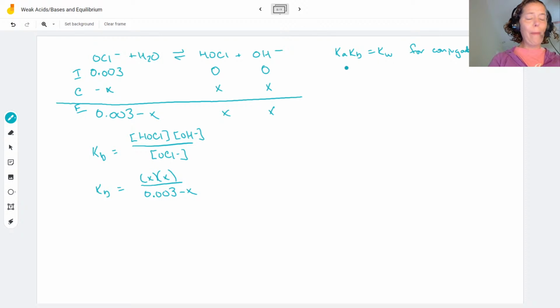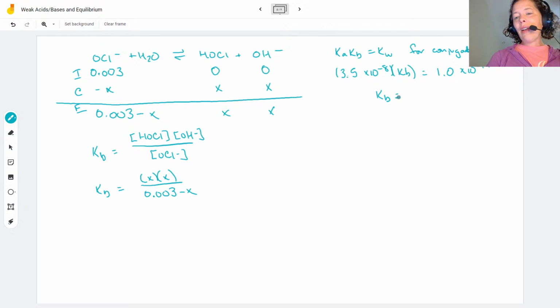Again, so I know my Ka. My Ka for my weak acid was 10 to the negative 8th. I don't know my Kb. I'll know it in a second. And of course, Kw is 1 times 10 to the negative 14th.